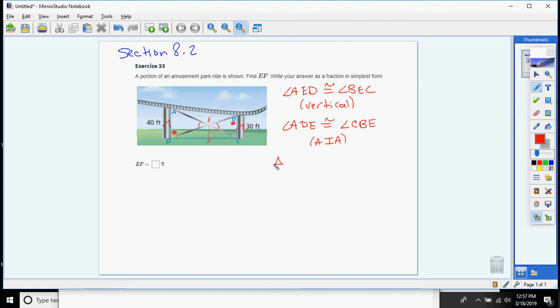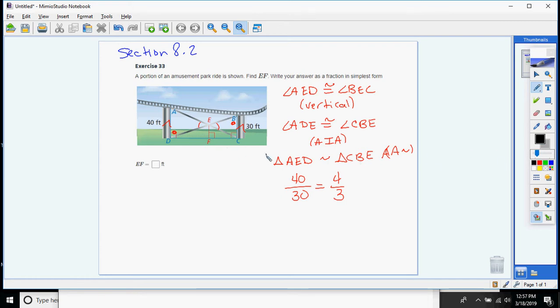Therefore, I can say triangle AED is similar to triangle CBE by our angle-angle similarity theorem. Now that I can say that, I can say with confidence that everything in AED is in the same proportion to triangle CBE as the two sides, 40 over 30. So the ratio was 4 to 3. 4 units here to every 3 units there. So that's part one.